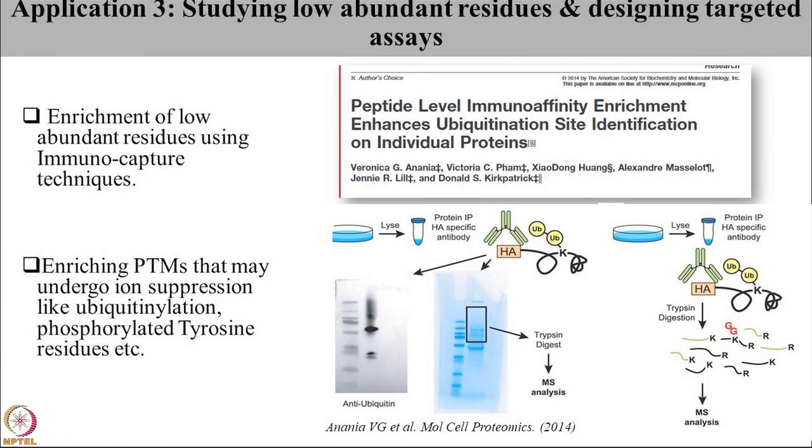ubiquitination involves glycine to lysine residues. So the ubiquitin is attached to the lysine residues of the substrate protein. What they have done is they have enriched the sample using this KGG stretch. So they have actually tried to only enrich samples that have that ubiquitination.